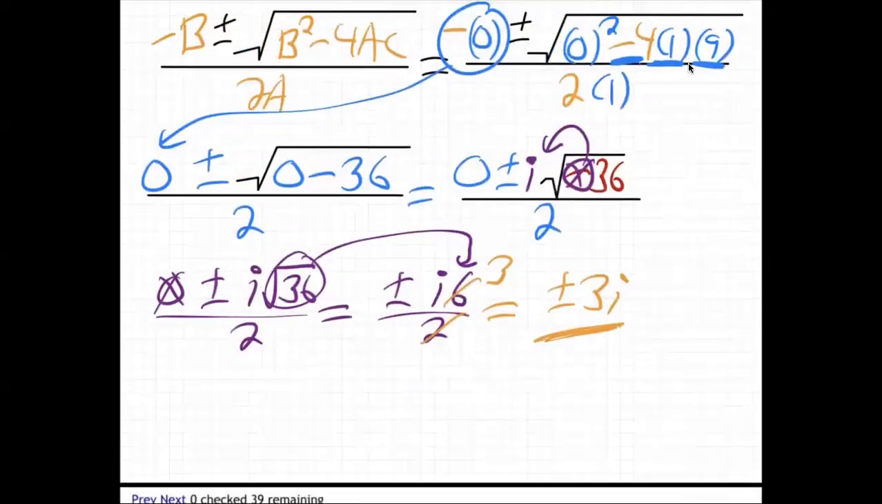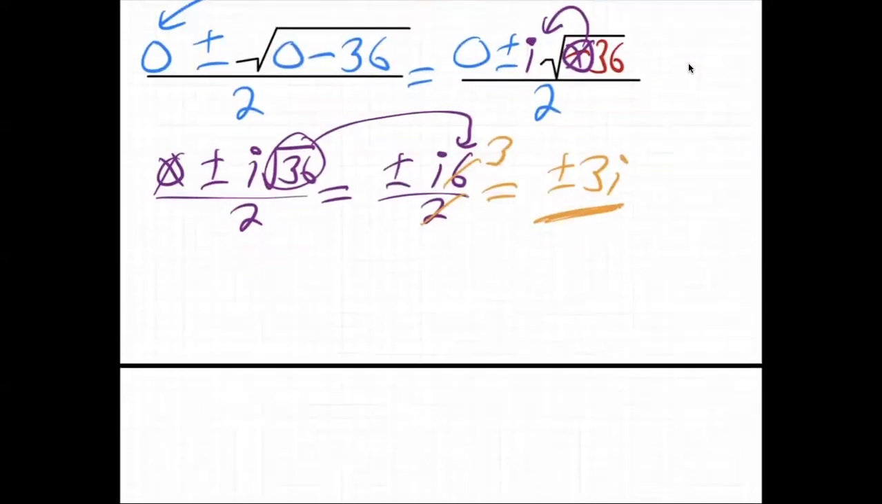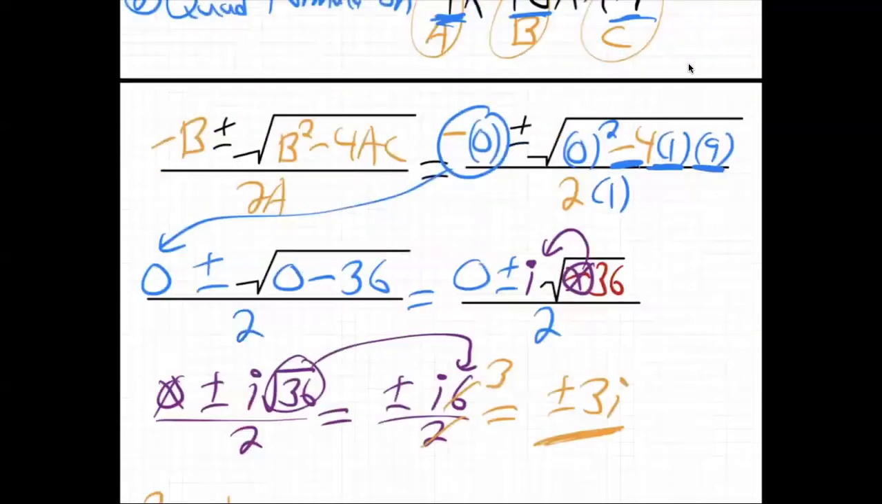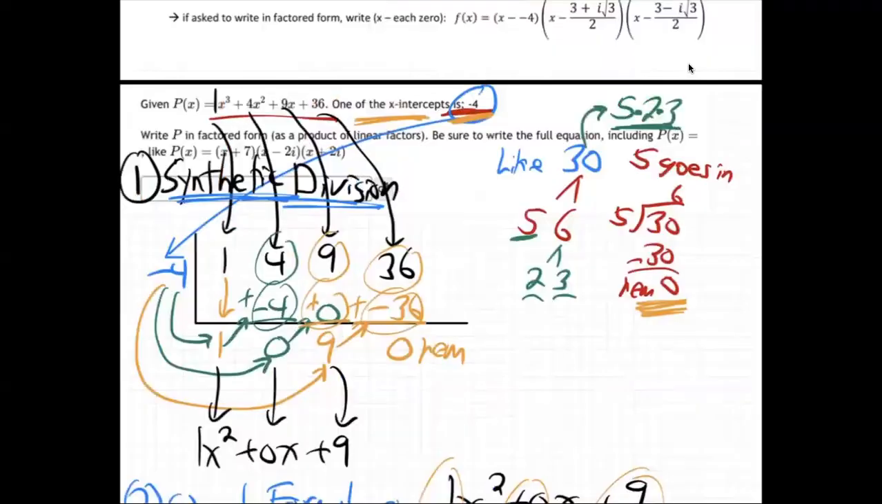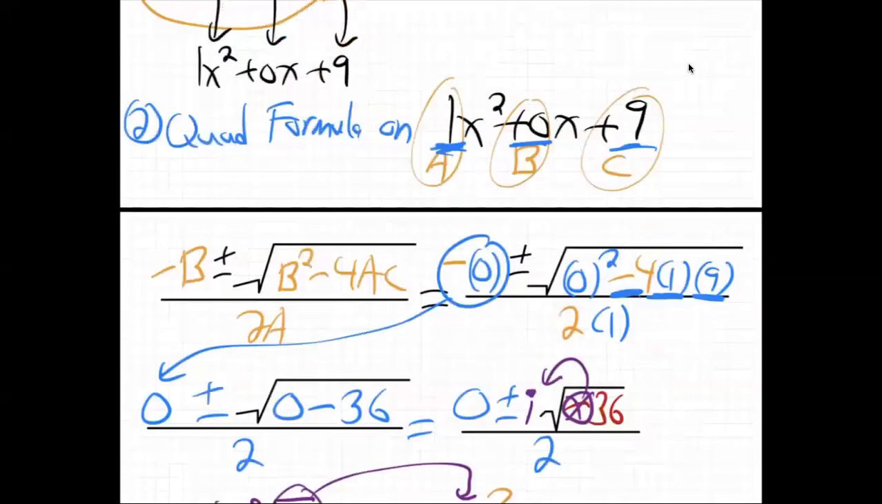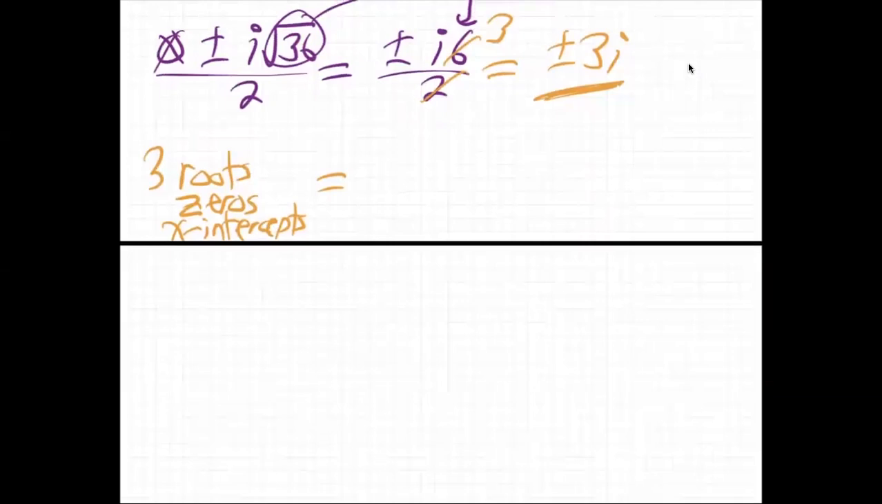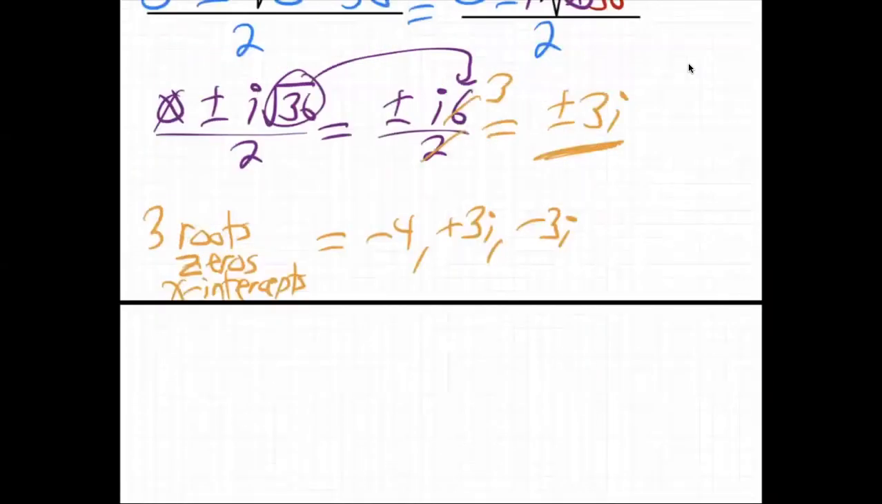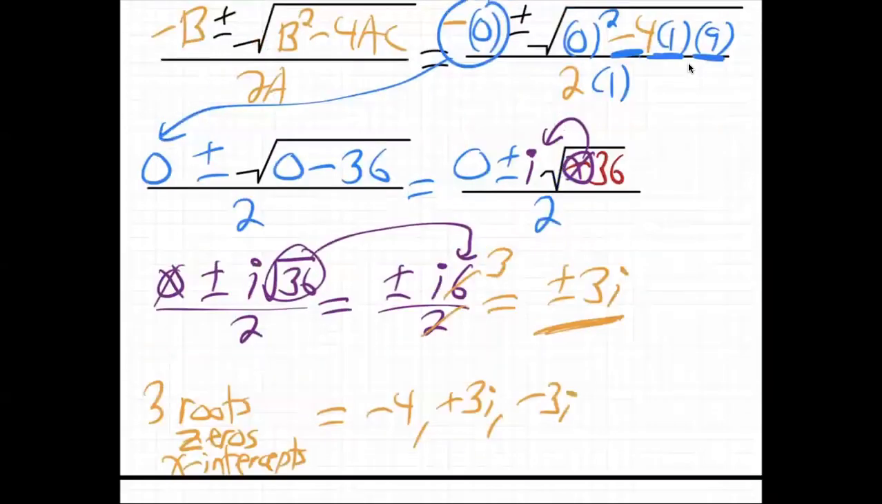So now we have 3 roots. Let's write it out. So the 3 roots or zeros or x-intercepts, all those are synonymous, are the original one they gave us, which was right here, negative 4, the very first one, negative 4. And now plus 3i and minus 3i. So we have 3 roots, or zeros or x-intercepts, whatever you want to call them. But we can't stop there.